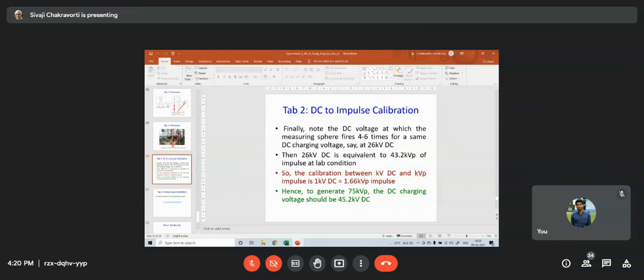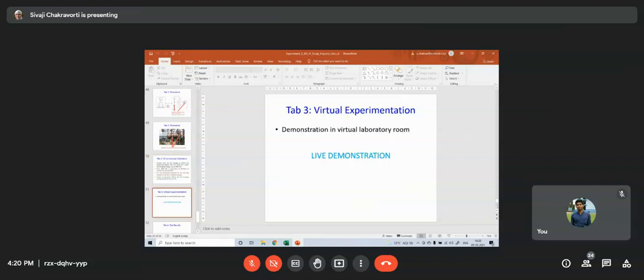So what I do in the control room, I increase the voltage. When it reaches 45.2 kV, I trigger the impulse generator. So that's how we do the test.